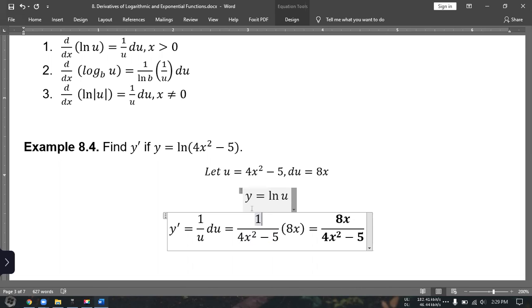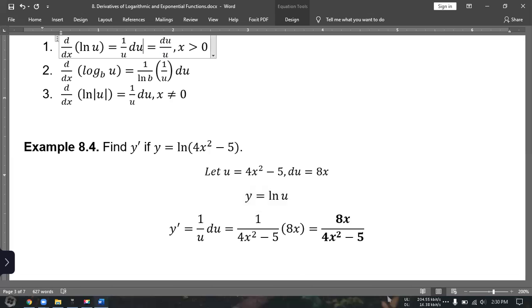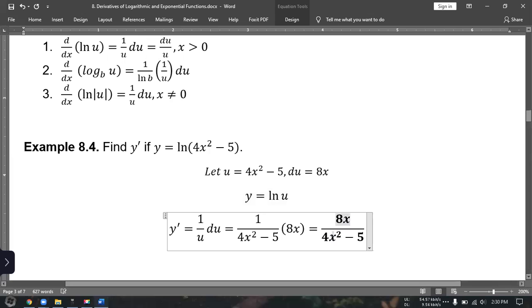Okay, we just followed our definition here, 1 over u du. Pero, yun nga. The same lang yun naman yun, di ba? We have du over u. This is basically the same. So, pareho lang naman yun. Any other question? Okay tayo, no? Let's proceed to example number 5.